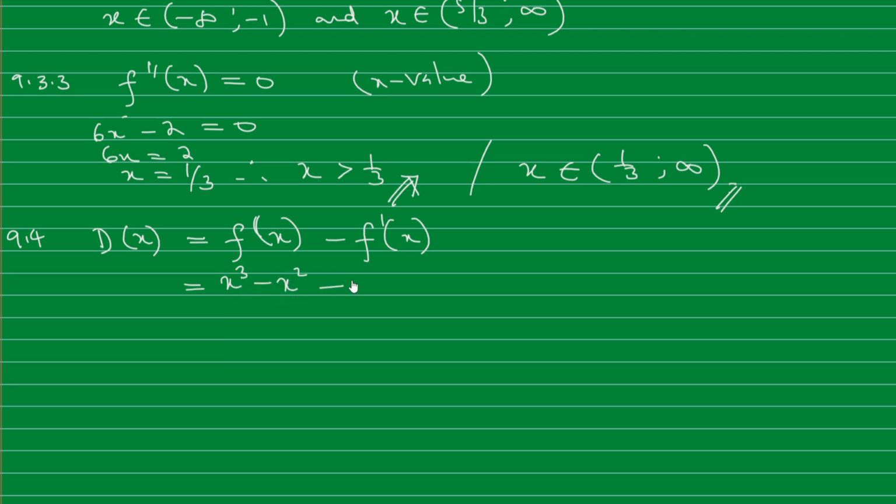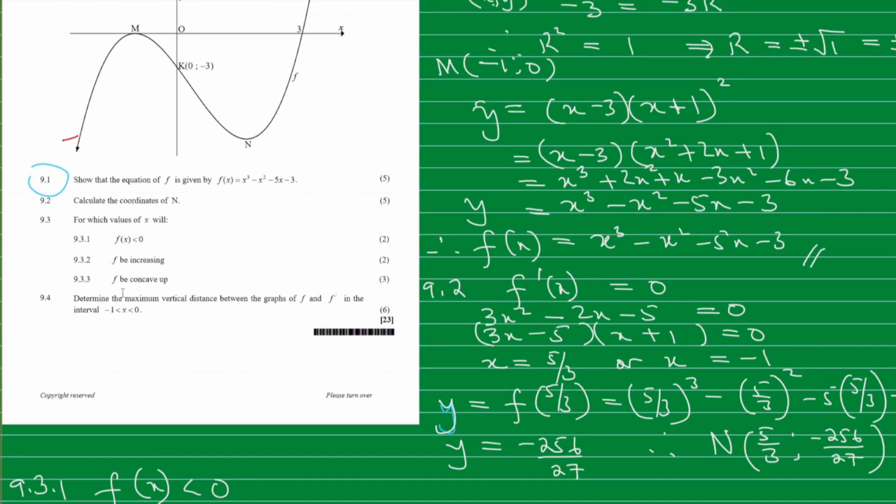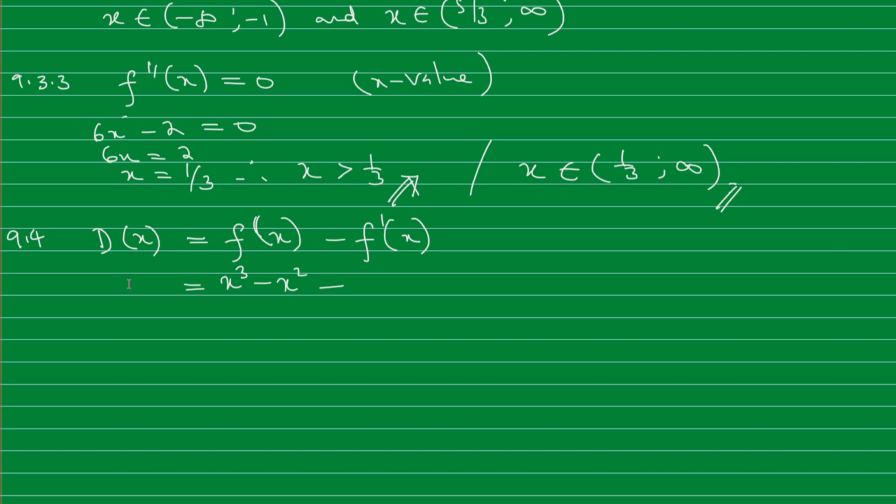minus 5x minus 3. So minus 5x minus 3. And then we are going to subtract the derivative of the function, which we have calculated already. The derivative of this one is 3x squared minus 2x minus 5. So that expression here is the expression for the distance between the two graphs or the two functions, which we are going to simplify to x to the power 3 minus x squared minus 5x minus 3.